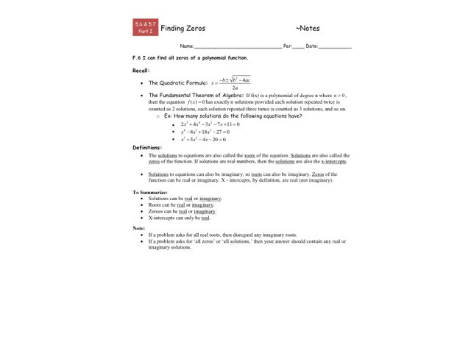All right, so first recall the quadratic formula. We are going to need to know that. So x equals the opposite of b plus or minus the square root of b squared minus 4ac, all over 2a. All right, also recall the fundamental theorem of algebra, which says if f of x is a polynomial of degree n, where n is greater than 0, then the equation f of x equals 0 has exactly n solutions, provided each solution repeated twice is counted as 2 solutions, each solution repeated 3 times is counted as 3 solutions, and so on.